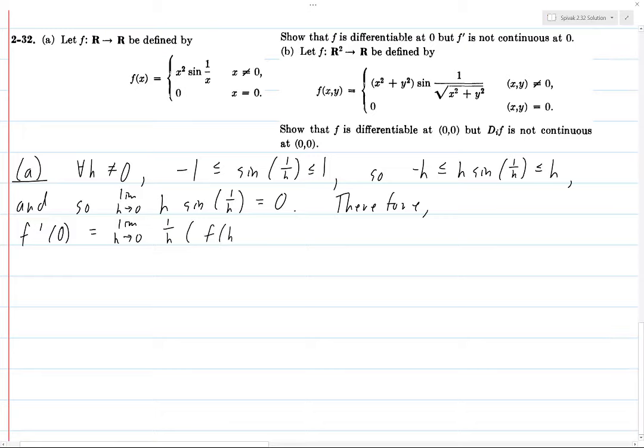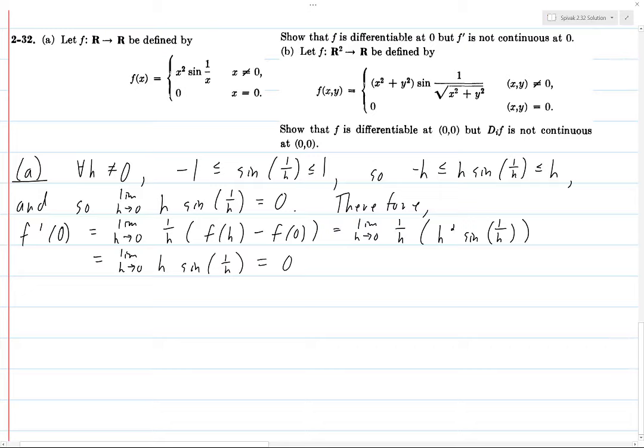So we take f of h minus f of 0. So the limit as h goes to 0, you still have the 1 over h. And now f of h is just h squared sine of 1 over h, because h is non-zero since we're taking the limit. And then f of 0 is 0. So this is the limit as h goes to 0 of h times sine of 1 over h. Well, look at this. We just proved that this is 0. So f prime of 0 is precisely 0. So f is differentiable at 0.